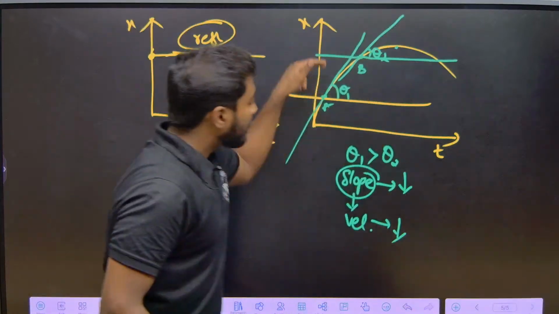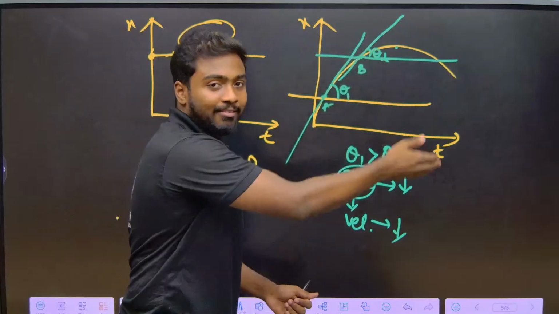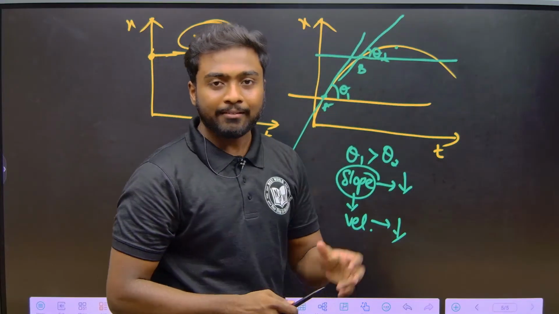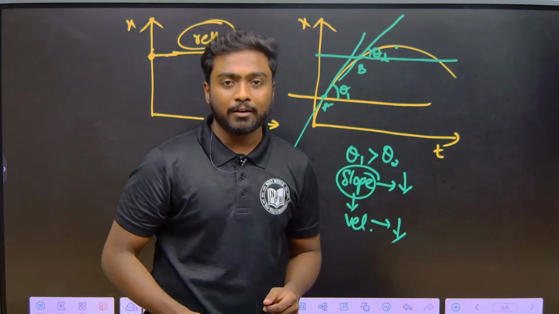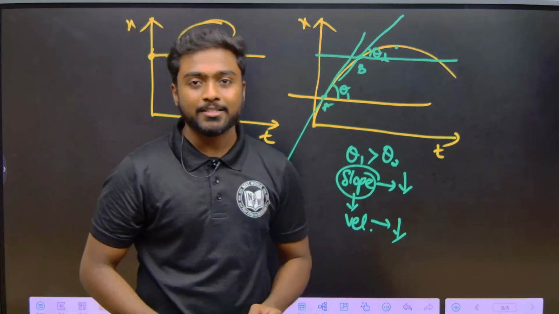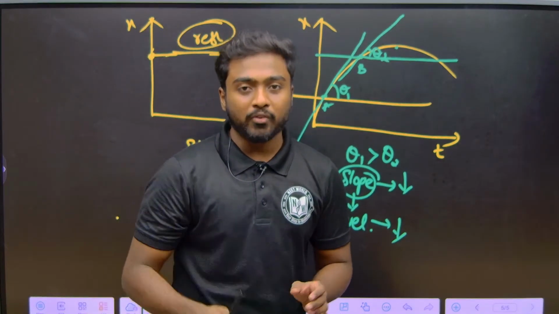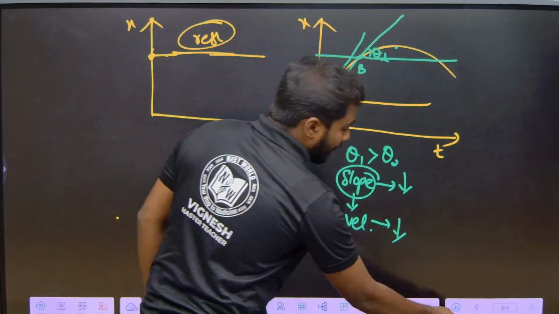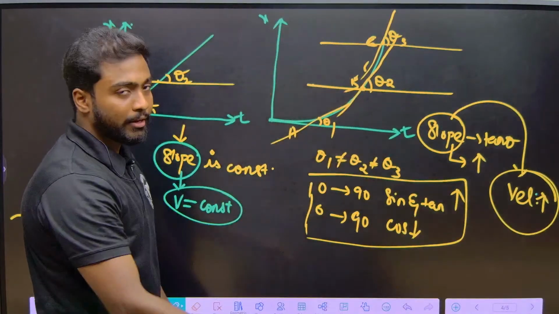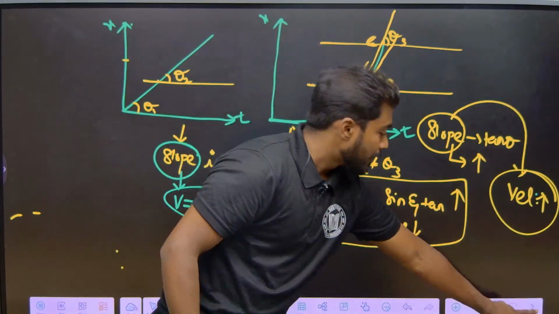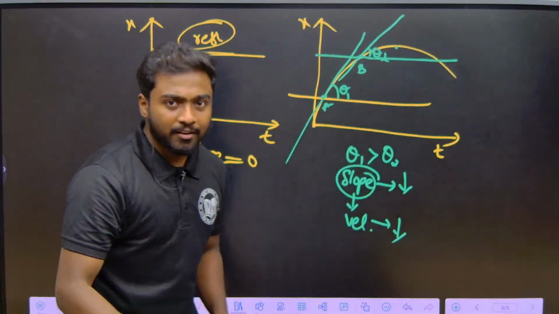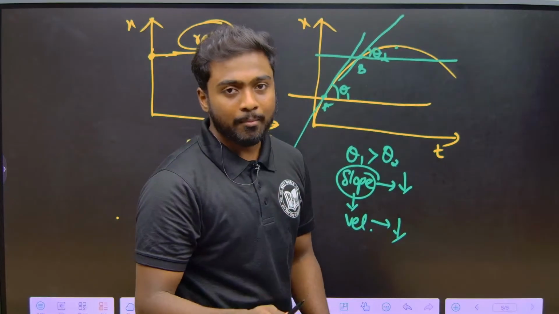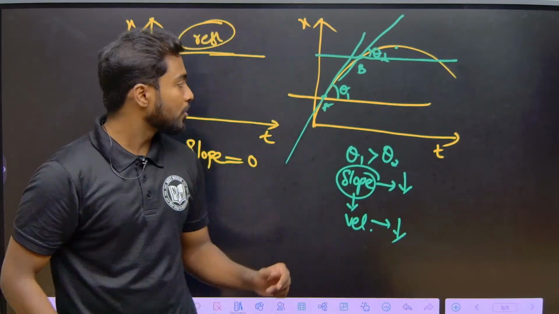But in this case, velocity is decreasing, so acceleration also decreases. What will you call that? It is retardation, the opposite of acceleration. So keep in mind, when velocity increases, acceleration increases. When velocity decreases, acceleration decreases, and that is called retardation. Understood? Take a note of this.